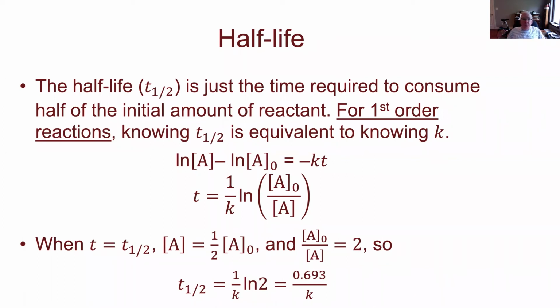If I wanted to get to the result for this, I can take my first order equation. So this is the linear form of the first order integrated rate law, okay? Take that and rearrange it to solve for t, and we get this form here. To figure out what's going on at the half-life, all I do is put in the fact that when t is T1/2, then the concentration of A is half of what it started with. That means A0 over A is now equal to 2, because half of it is still there. Put those things in and I get the result down here, which says that the half-life is just natural log of 2 over the rate constant.